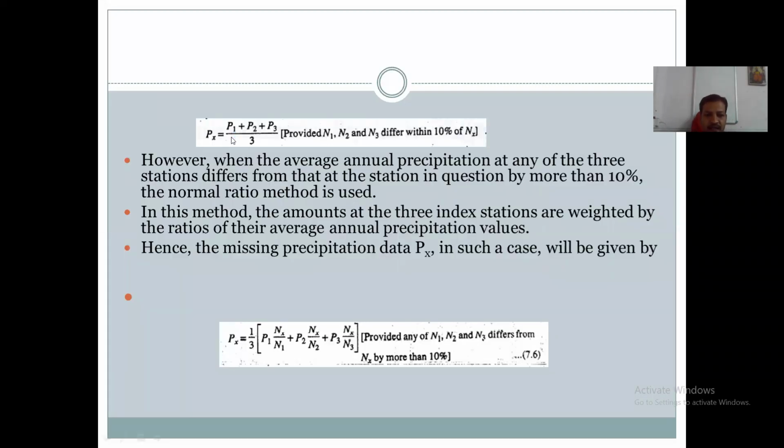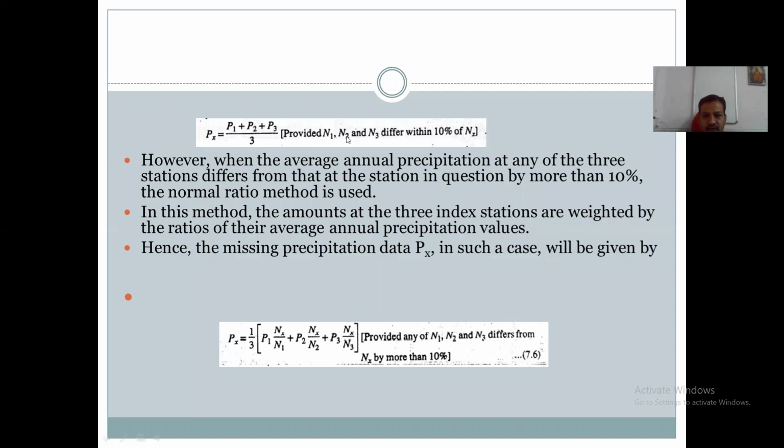So Px is calculated by this formula. Px is equal to P1 plus P2 plus P3 divided by 3. This is the average. Then you get the precipitation of the missing station.